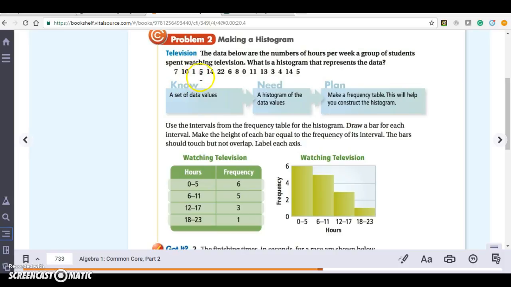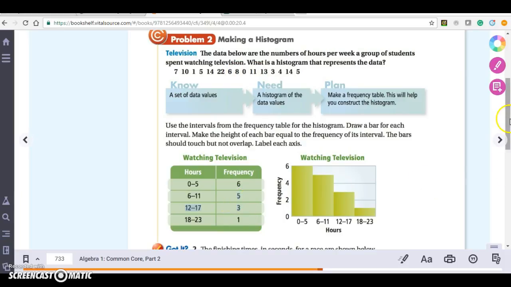So I have 0 to 5: 1, 2, 3, 4, 5, 6. So the frequency is 6. Then from 6 to 11, that is 1, 2, 3, 4, 5. And so that's what they had gotten, and so on and so forth.